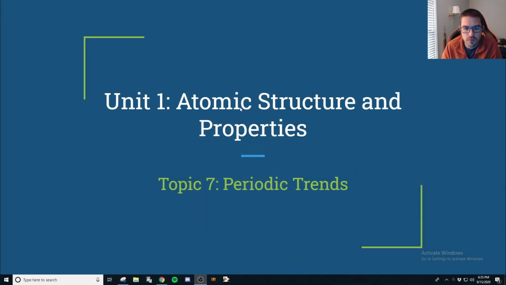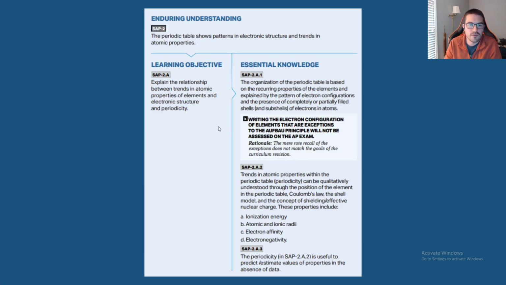Okay, so this is still Unit 1, Atomic Structure and Properties, Topic 7, Periodic Trends. The learning objective for this topic is for you to be able to explain the relationship between trends in atomic properties of elements and their electronic structure and periodicity.